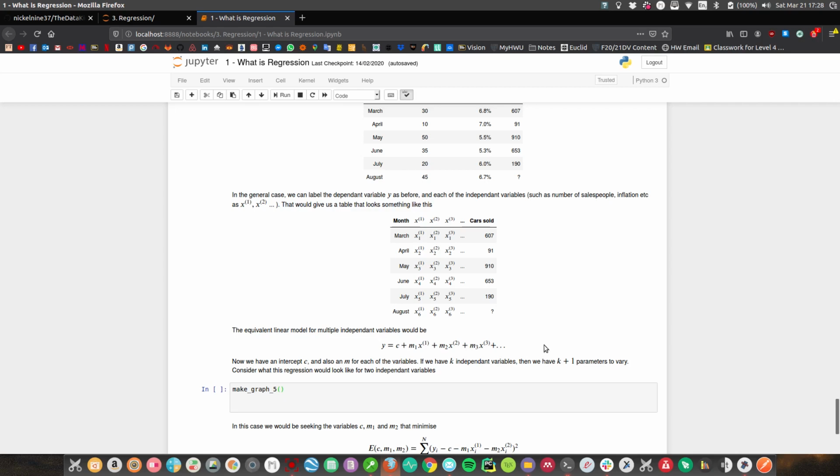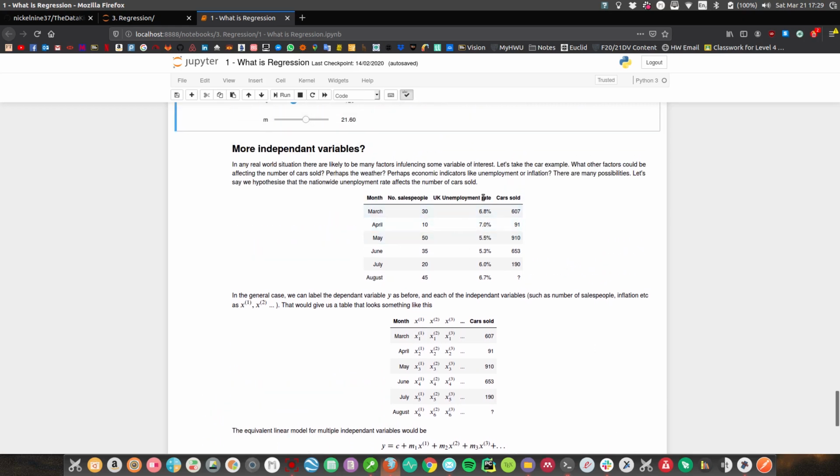The idea is that we can basically form a linear model here, where we say that Y, the output, the cars sold, is going to be some constant again, plus a gradient times our first variable, plus another gradient times our second variable, plus a third gradient times our third variable, and so on and so on. So in the case here where we're just including the number of salespeople and the unemployment rate, the cars sold is going to be a constant, plus a gradient times the number of salespeople, plus another gradient times the unemployment rate.